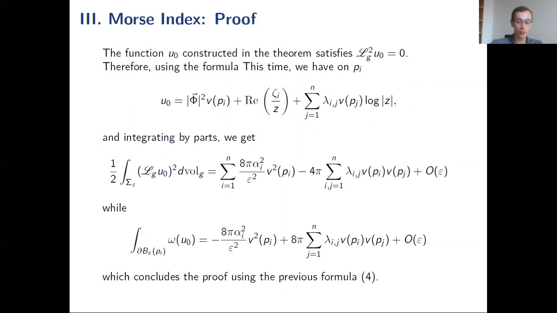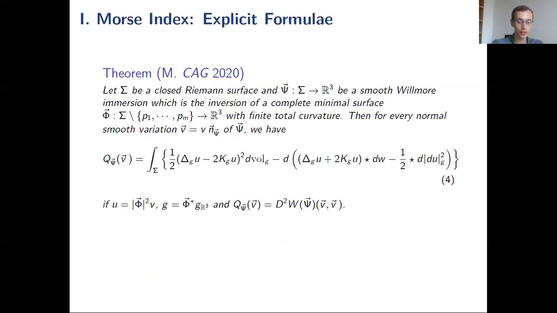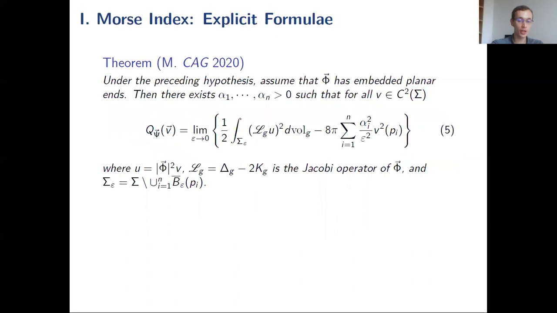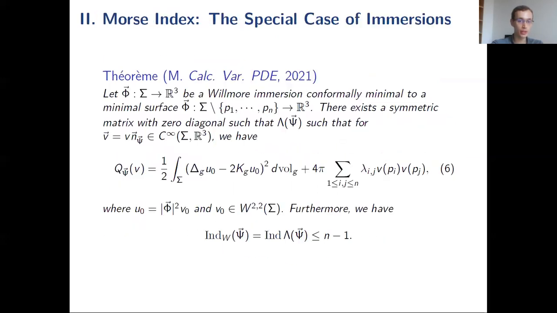And this time, if we go back to the very first formula, so let me just go back to it here. Now we can plug in this new function, but we should remember that this formula was for C2 variations. So we can compute directly.